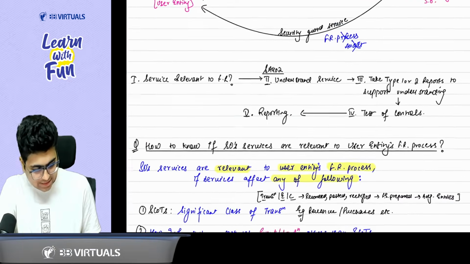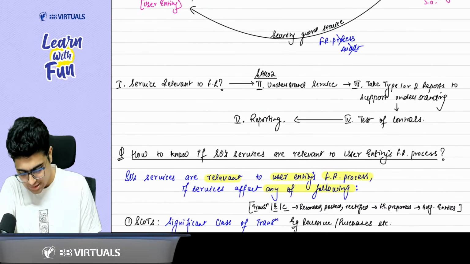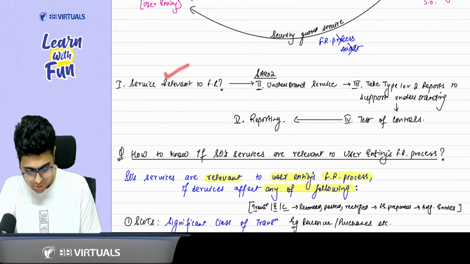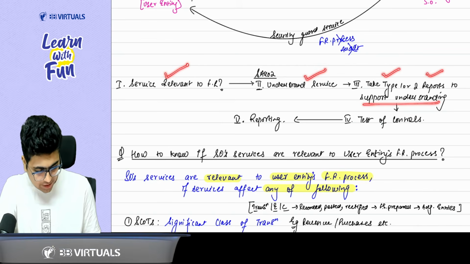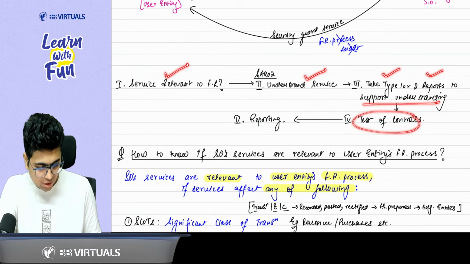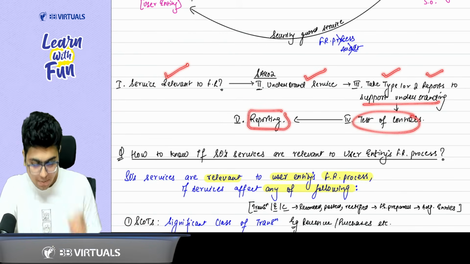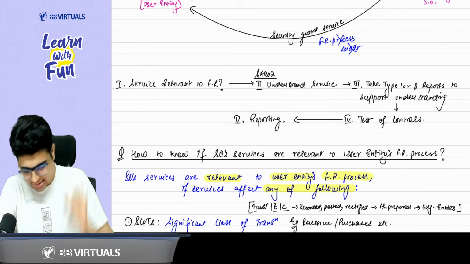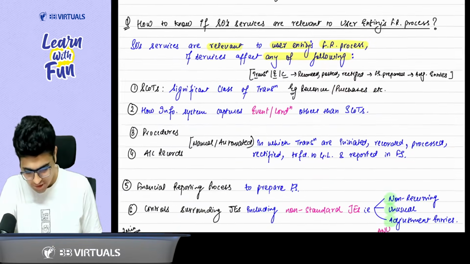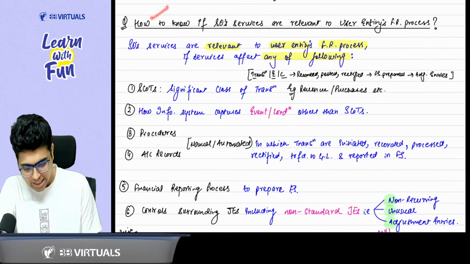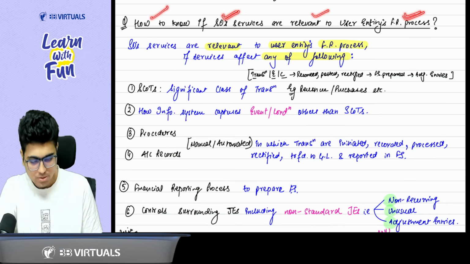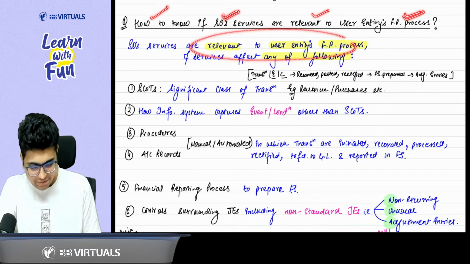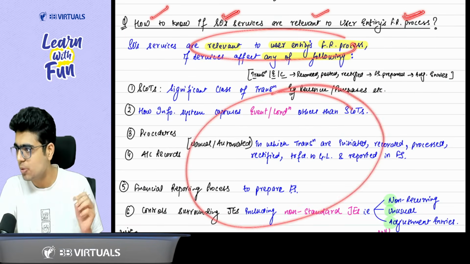So you can divide this standard into 5 parts. First of all, see whether the service is relevant to financial reporting. If yes, you can understand the service properly. For this, you can take a Type 1 or Type 2 report to support your understanding. Then you can do the test of controls if required. And lastly, we will discuss the reporting part. Clear, boss? Clear, sir. So let's talk about the first topic first. How to know if the service organization services are relevant to the user entity's financial reporting process. So they will be relevant when they will be affecting the whole financial reporting process.